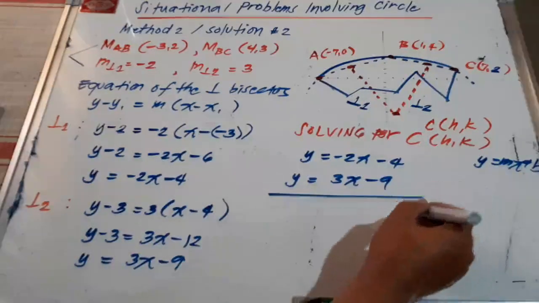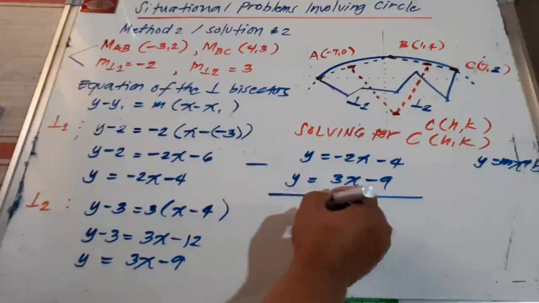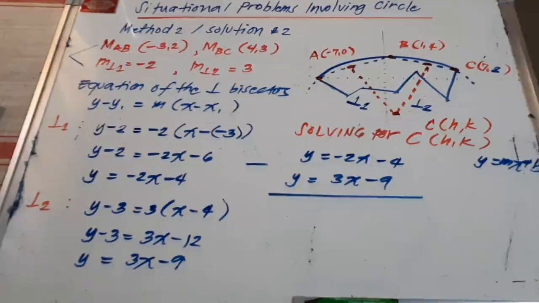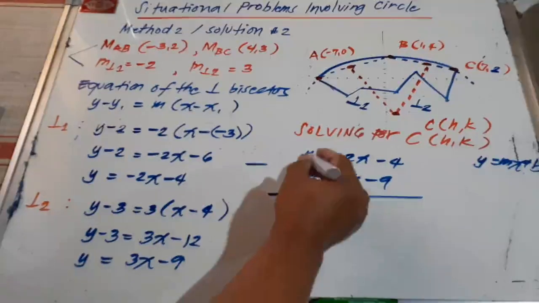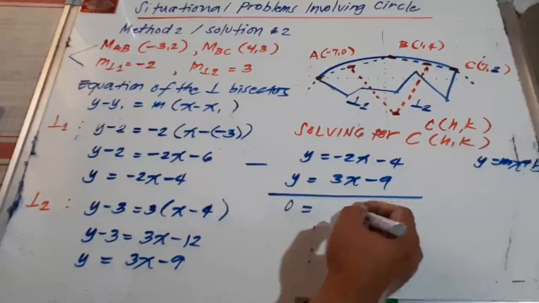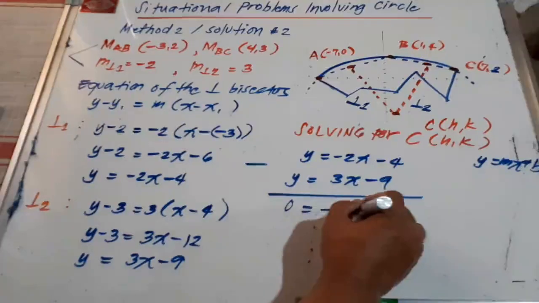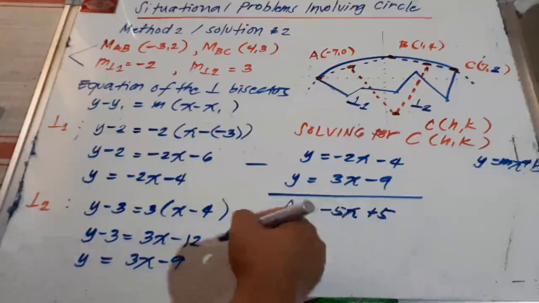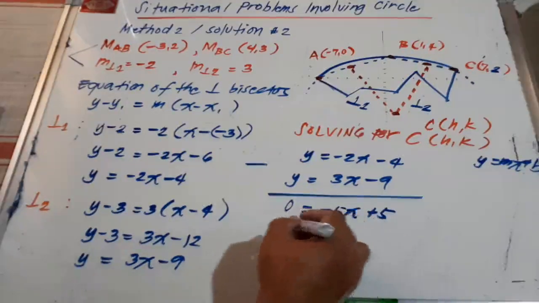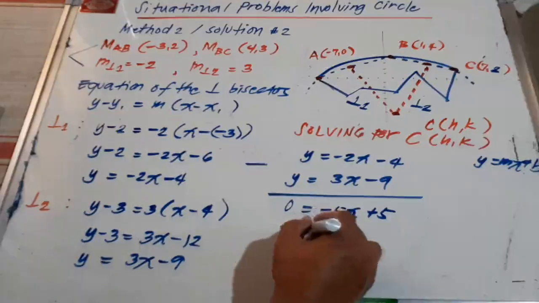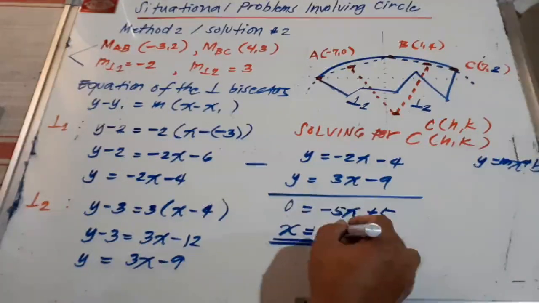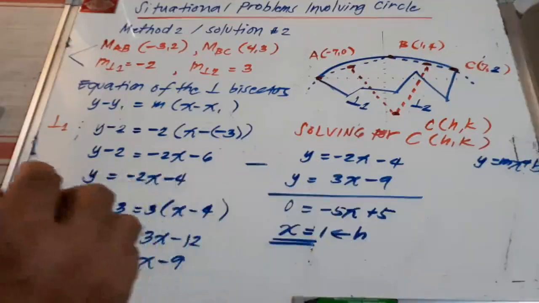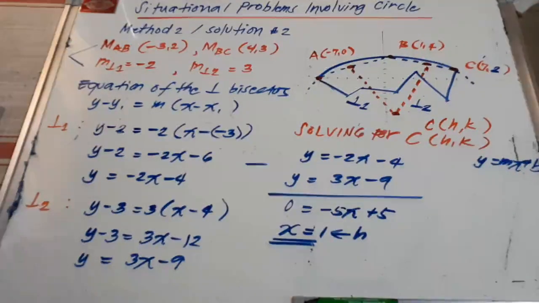Now, we eliminate y by subtraction. So, we eliminate variable y by subtracting the two equations. So, that will be 0. Negative 2 minus positive 3 is negative 5x. Negative 4, this will become positive, so plus 5. And then, transpose 5x to the left side, and then we divide both sides by 5. The answer is 1. So, this is actually your h, no? Yung abscissa ng ating center.